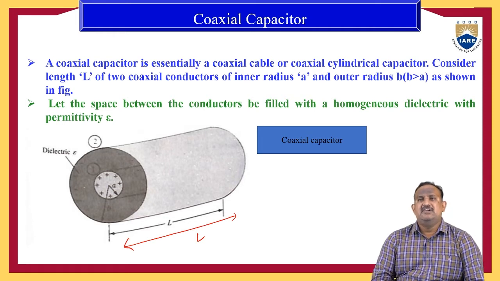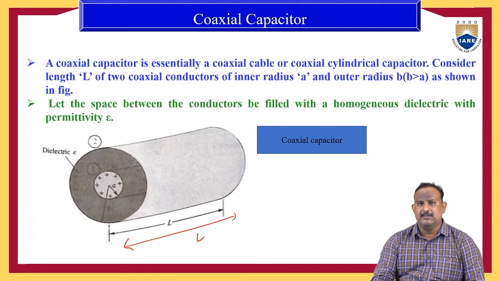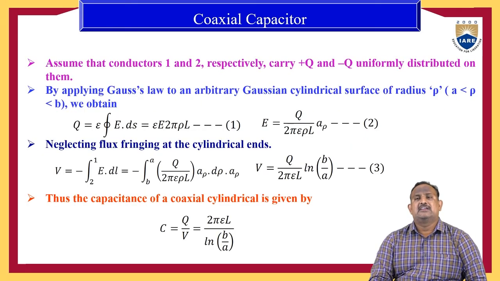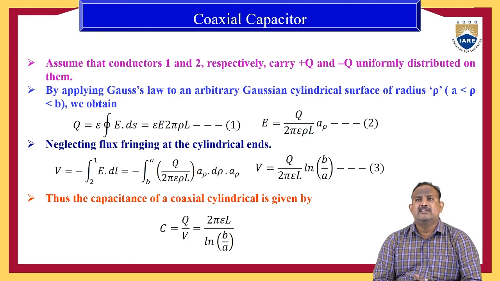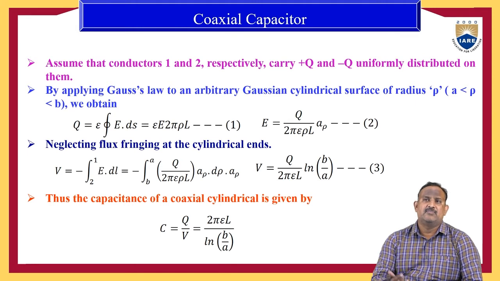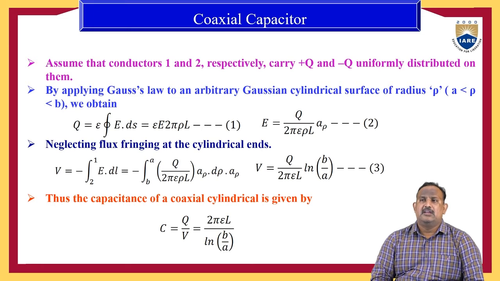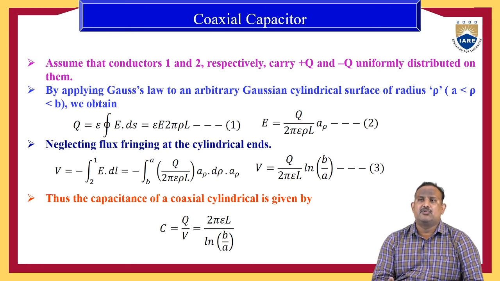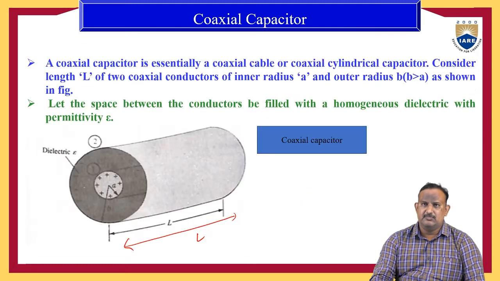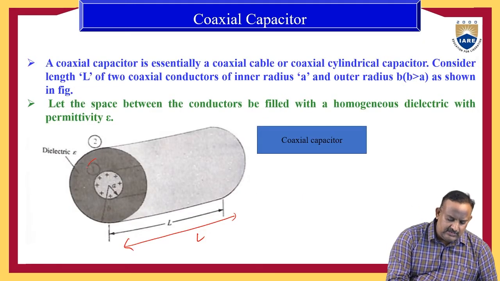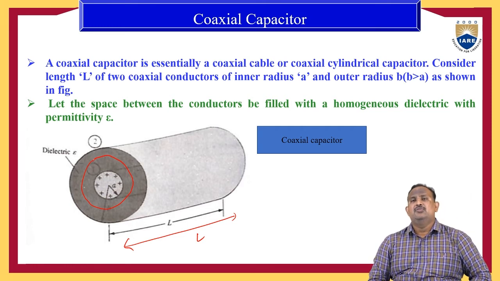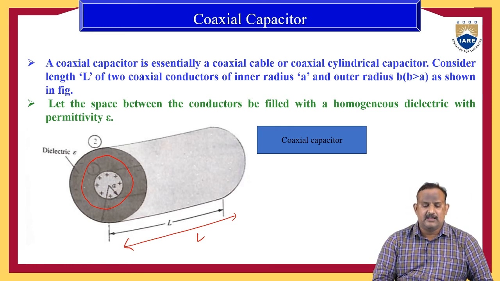Let the space between the conductors be filled with a homogeneous dielectric with permittivity epsilon. Assume that conductors 1 and 2 respectively carry plus Q and minus Q uniformly distributed on them. Here we apply Gauss law to an arbitrary Gaussian cylindrical surface whose radius is rho, where the limits of rho are a less than rho less than b. So between the two conductors we need to construct a Gaussian surface.